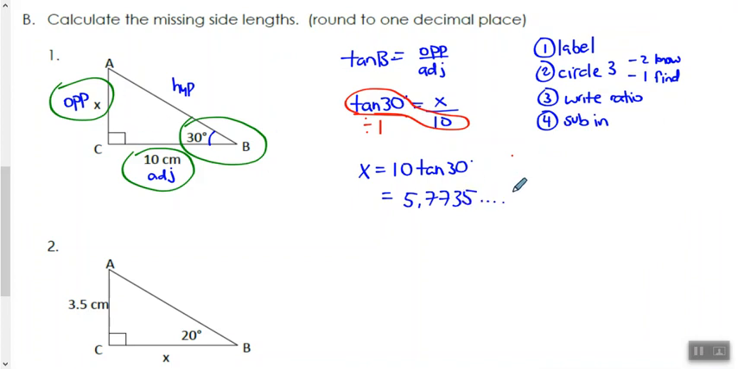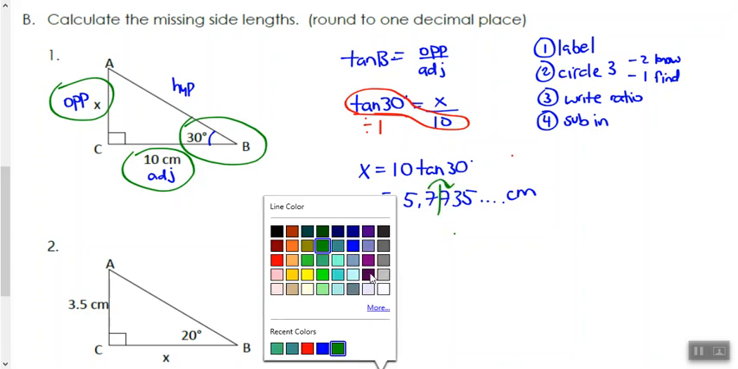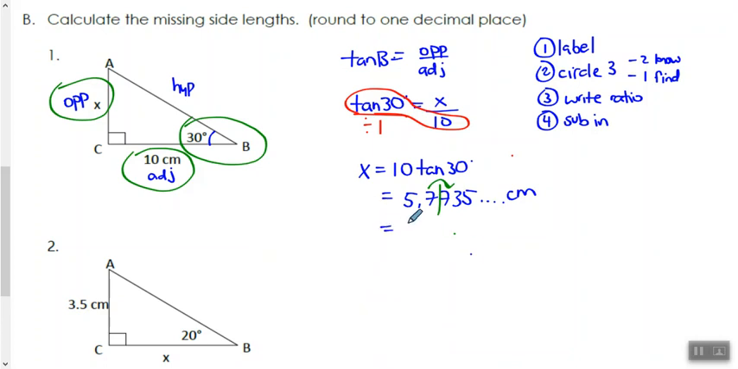And this will be centimeters. And we're going to round to 1 decimal place. So stopping here, take a peek over the wall, we're going to have to round that 7 up to an 8. So 5.8 centimeters is what x equals.